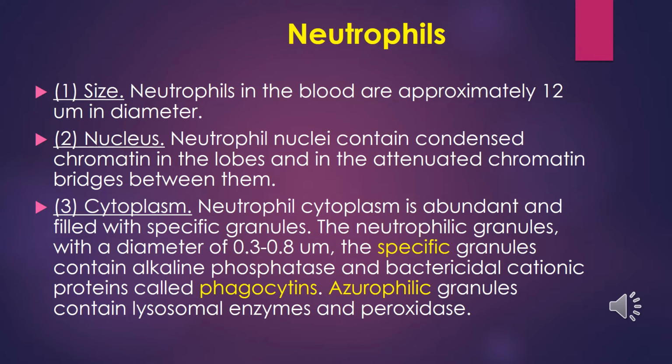In neutrophils there are specific granules which contain alkaline phosphatase and bactericidal cationic proteins, which provide protection from bacteria, and phagocytins, a specific enzyme which protects from bacteria too. And specific granules provide the specific color of neutrophils. Eosinophilic granules contain lysosomal enzymes. In other words, they are lysosomes.